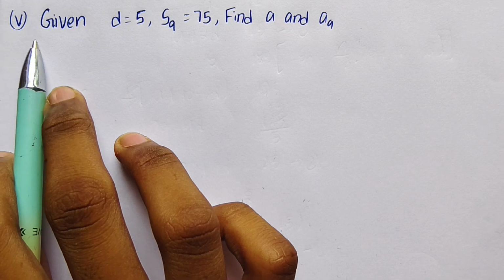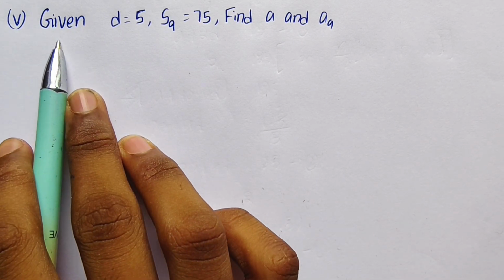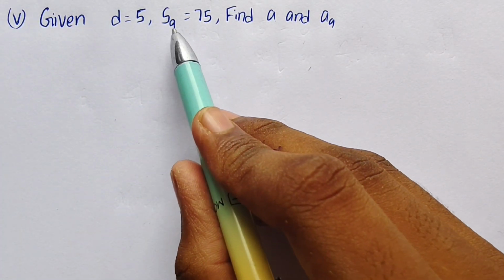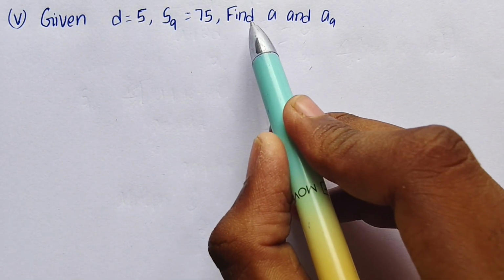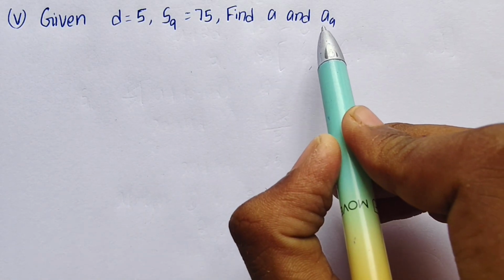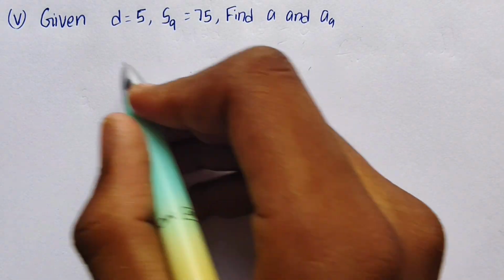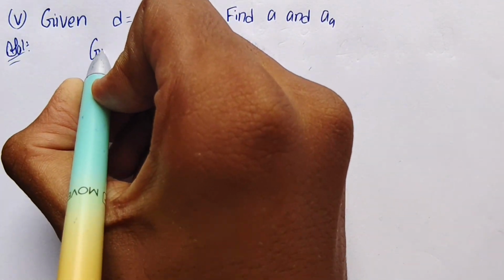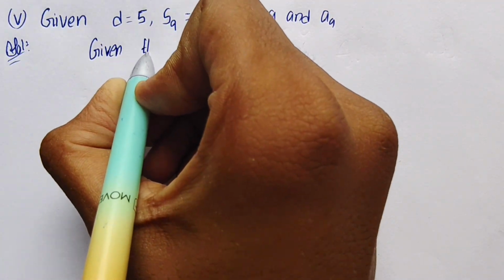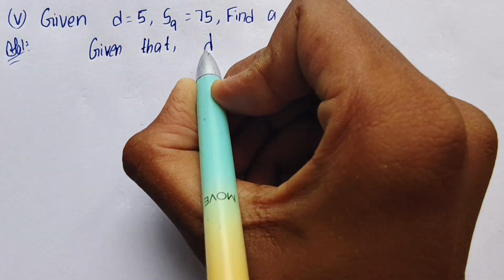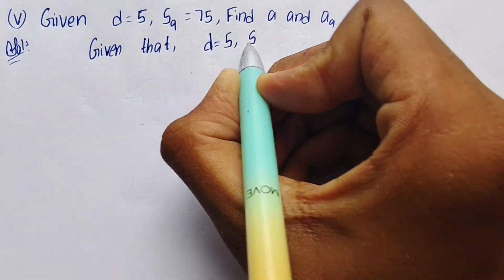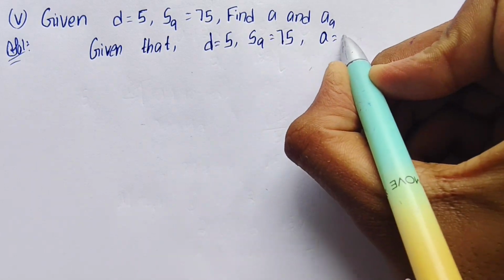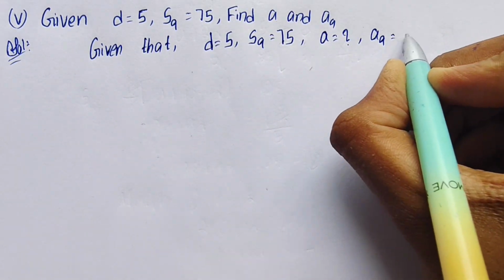This is the fifth question in the third problem. Now let's solve this. The given question is: d is equal to 5, S base 9, the sum of 9 terms, is equal to 75, and we have to find the value of a and a base 9, the ninth term. So let us solve it.